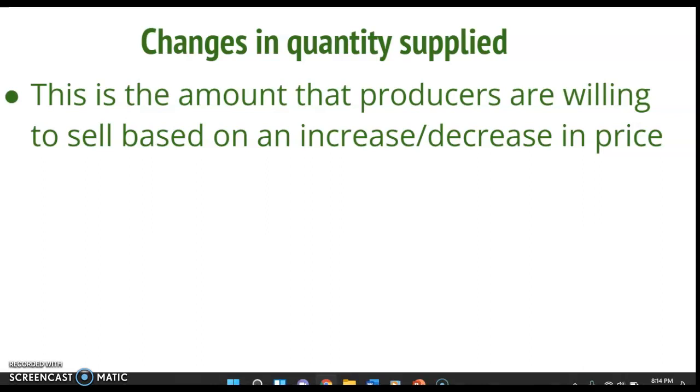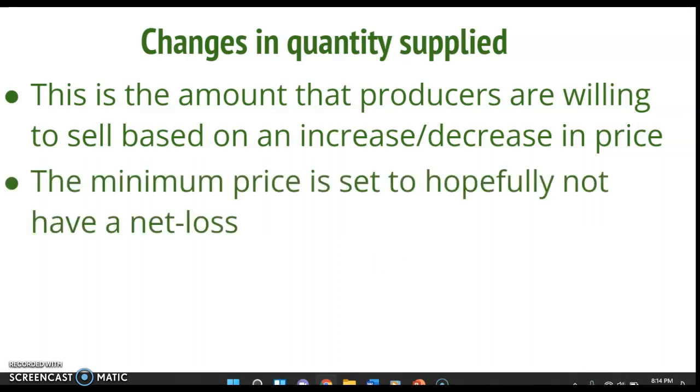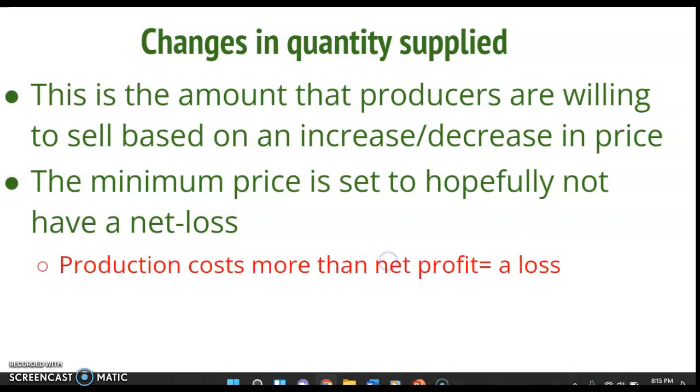So, as a producer, you need to constantly keep in mind that we are looking at the prices. We want to know how much we're going to need to raise the prices of our good to make sure that we continue making a profit. That'll make more sense as we get further on. The minimum price is set to hopefully not have a net loss. And guys, a net loss is just when production costs are more than the net profit, and that is equal to a loss.